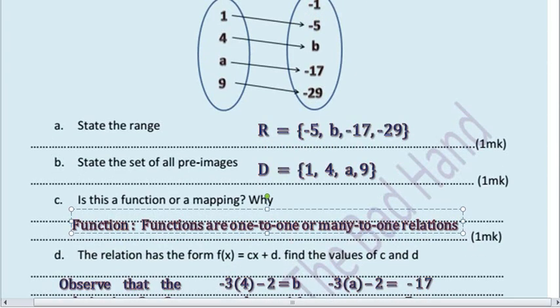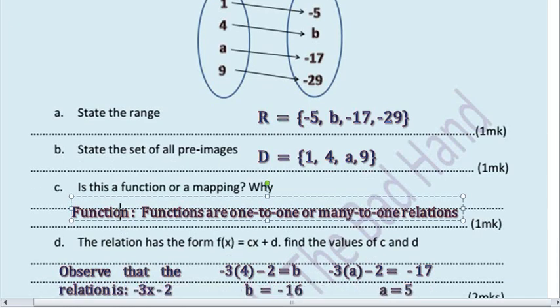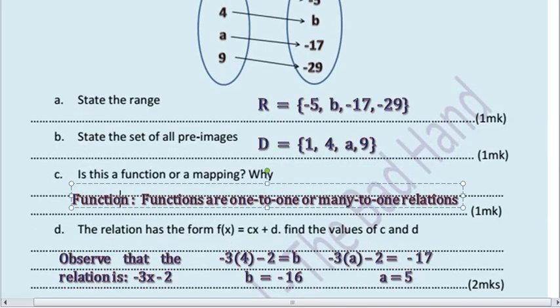The relation has the form f of x equals cx plus d. Find the values of c and d. So here actually we are being asked to look for the values of c and d, and if you observe this function very well, you see that when you take each entry, you multiply by 3 and subtract 2. So the value of c is actually 3 and d is minus 2.